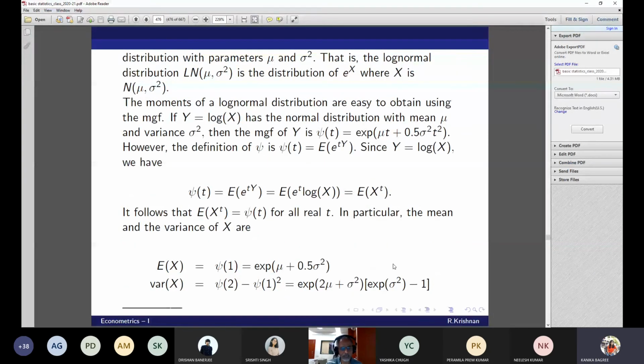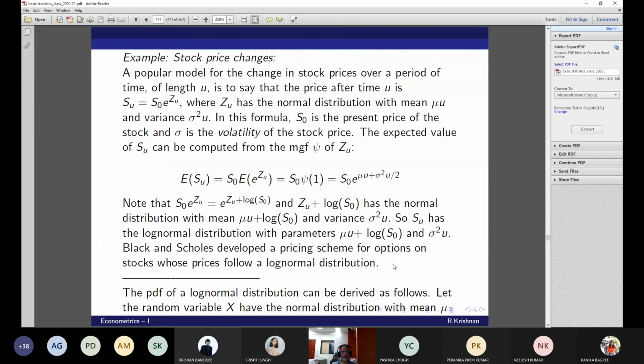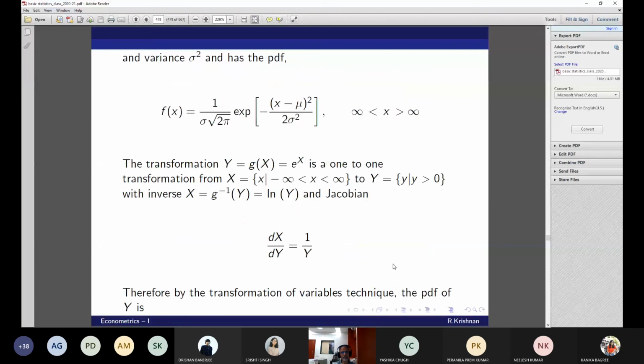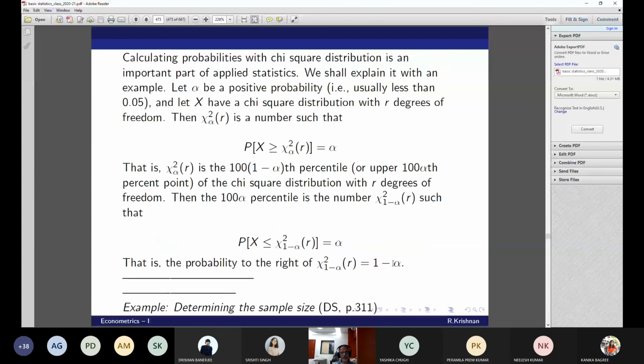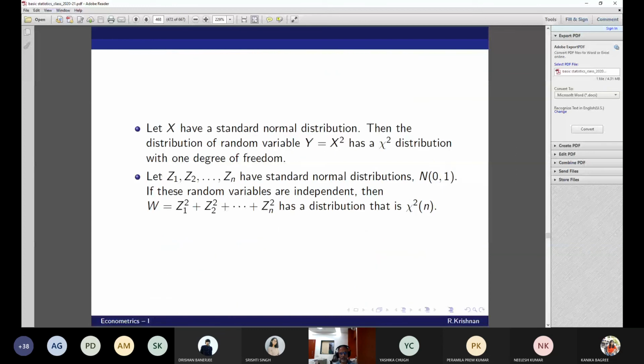So these are the stuff that I intend taking later on. Stock price changes. Oh, these were seen before. We'll stop here now. With this, we'll stop. Okay, sir. Okay, now for the exam portion up to this. Is it okay?